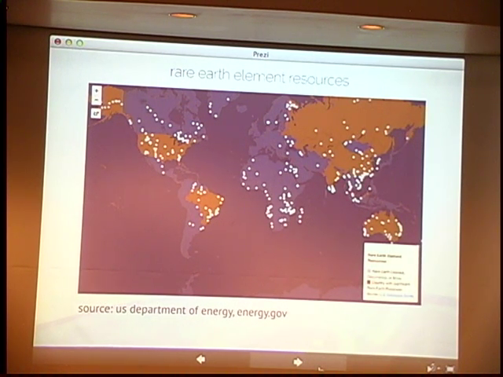Rare earths. Does anybody know what rare earths are? Can you define it for me? Minerals, rare earth minerals. What goes into making your silicon chips? Exactly. So you have all of these rare earth mineral deposits that go into making very high-end electronics for consumers. So what the white dots show are deposits or mines.